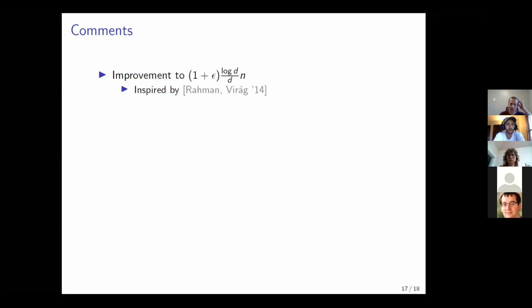So just a couple of comments to wrap up. You can improve this. I showed the proof of some threshold, but not the optimal one. If you want to improve it to the optimal threshold, you need to think about intersection patterns that don't just involve two sets, but involve a large number of sets, originally inspired by the work of Rahman and Virag on local algorithms.